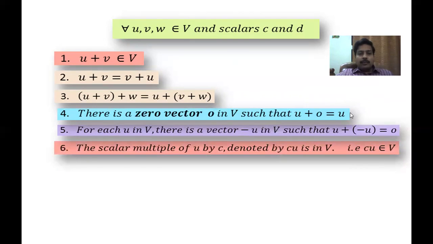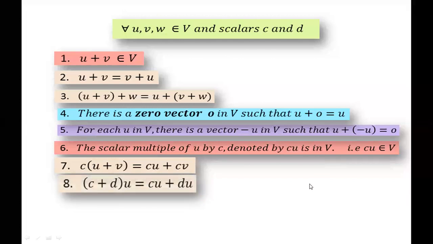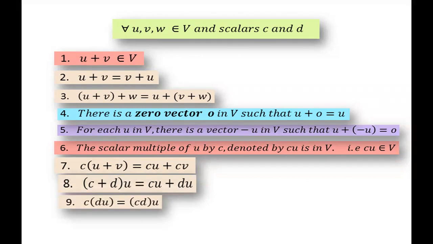And the scalar multiple of u by c is denoted by cu. Then cu must be in V. And (c plus d) times u is equal to cu plus du. And the ninth one is c times (du) is equal to (cd) times u. And the last one is 1u is equal to u. If all the 10 axioms are satisfied by a non-empty set, then we call it a vector space.